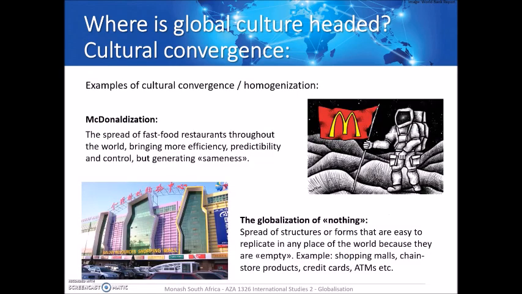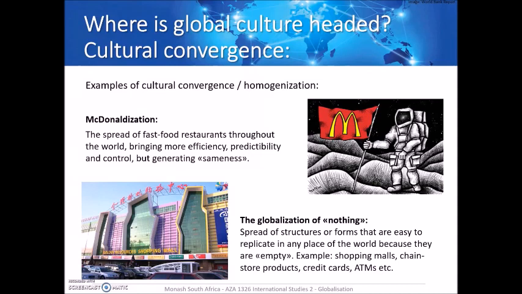Examples of cultural convergence, also called homogenization, include what is called McDonaldization. It's basically the spread of fast food restaurants throughout the world that have brought more efficiency; it's more predictable, more controlled, but it also generates sameness, right? You can go to McDonald's anywhere in the world and you might have a few local adaptations, but it's basically the same, right?